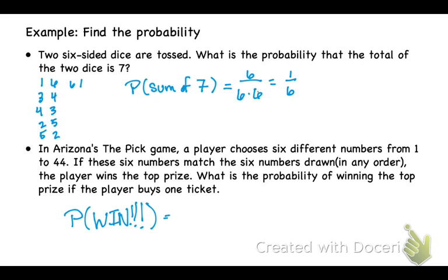Okay, so 1 through 44, and I'm picking 6 numbers. So I go 1, 2, 3, 4, 5, 6. How many choices do I have for my first one? 44. 44, 43, 42, 41, 40, 39. And if 0 is included, it would be 45, right? Don't forget to add in 0. Okay, well, but how many possible numbers are there?